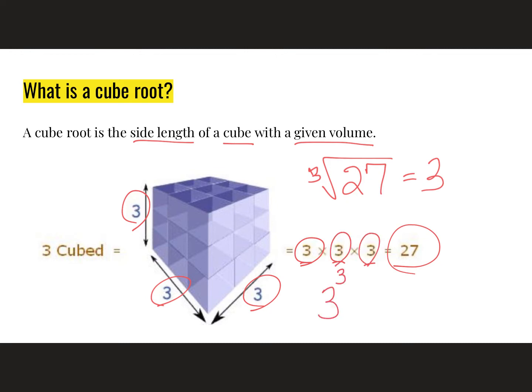and by the way, that is why we say it just like squared, because it's the area of a square. Cubed is because it's the volume of a cube. So 3 cubed is 27, so the cube root of 27 is 3. It's the opposite of cubing.